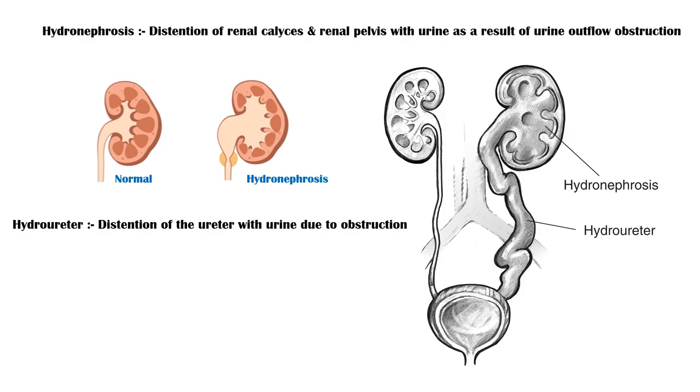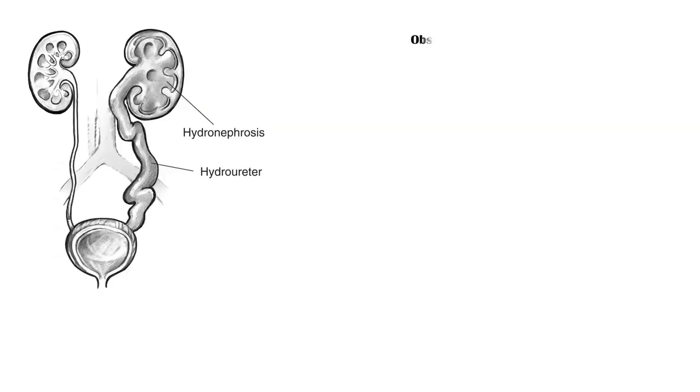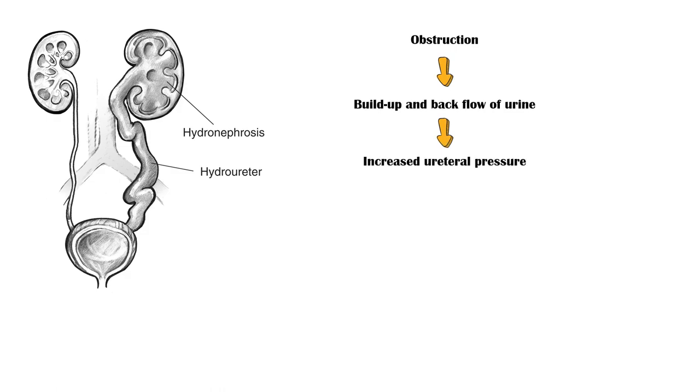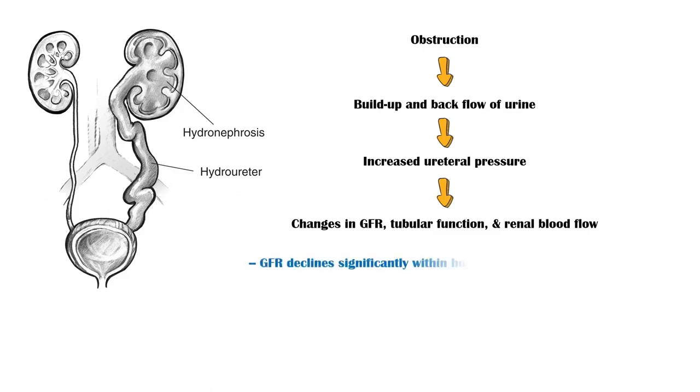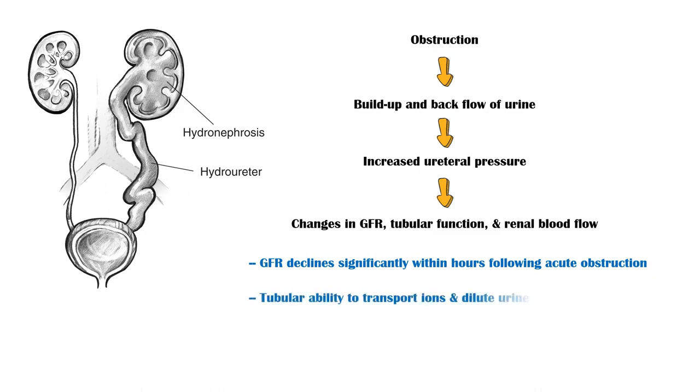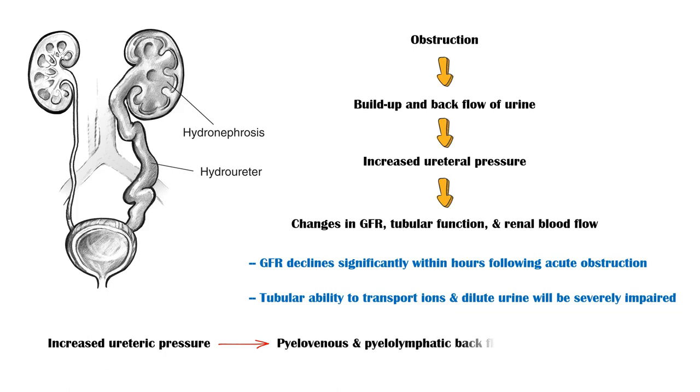In both hydronephrosis and hydroureter, obstruction of urine outflow leads to buildup and backflow of urine, increasing the pressure inside the ureter. This will ultimately lead to changes in GFR, tubular function, and renal blood flow. GFR declines significantly within hours following acute obstruction, and the tubular ability to transport ions and dilute urine will be severely impaired. In addition, increased ureteric pressure will lead to pyelovenous and pyelolymphatic backflow.